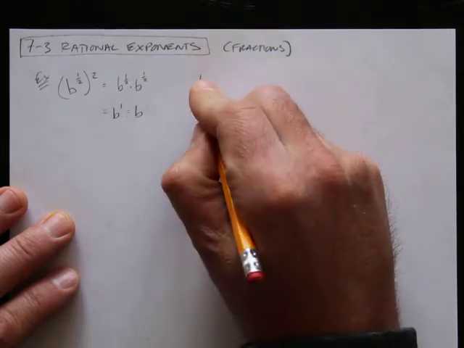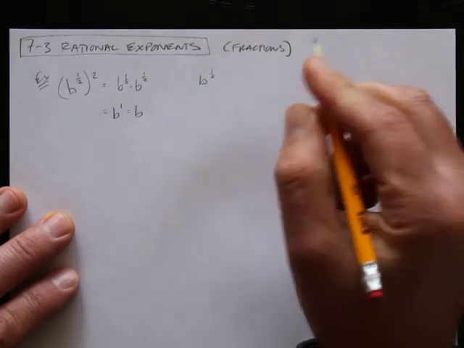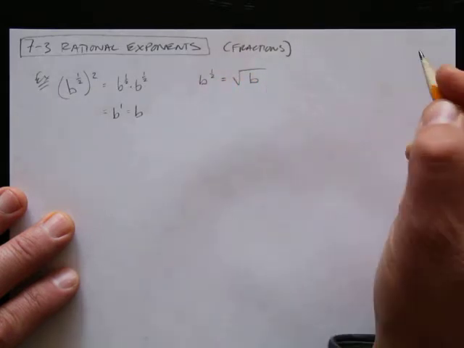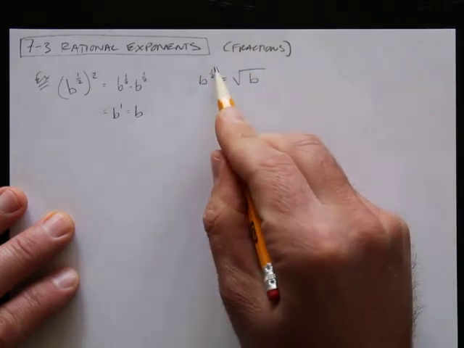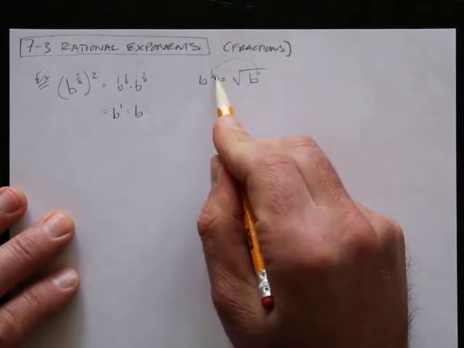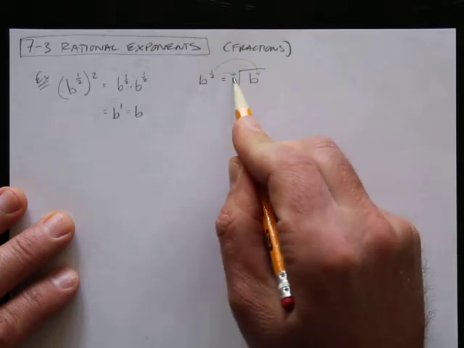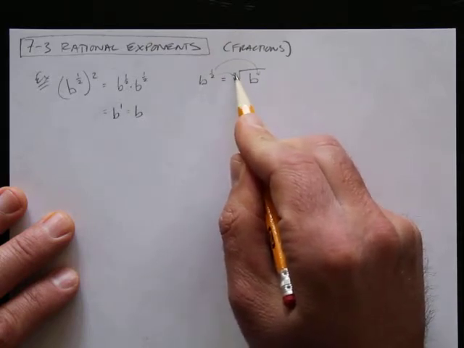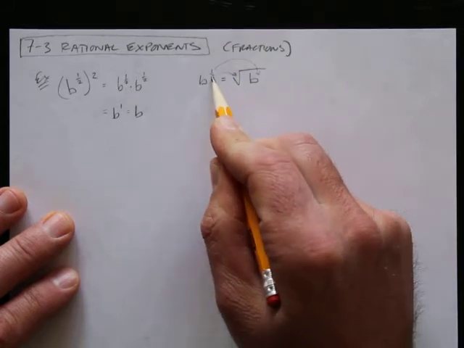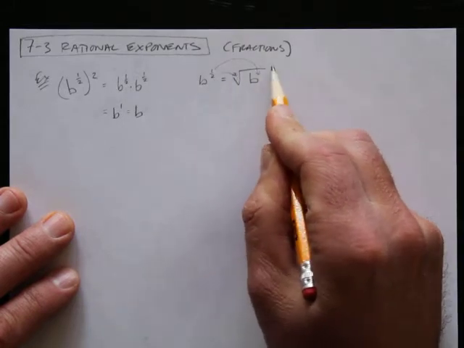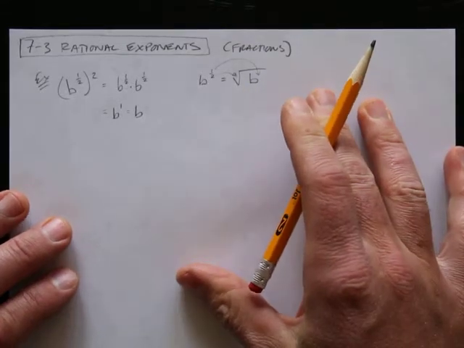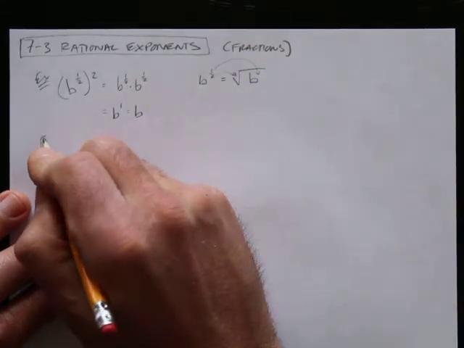But also know that b to the 1/2 power is the same as the square root of b. So the numerator goes here, the denominator goes here. So when we have the square root, this index number here would be 2. And so if this was 1/3, then this would be the cube root of b instead of the square root of b. We'll see that later. So let's do some examples.